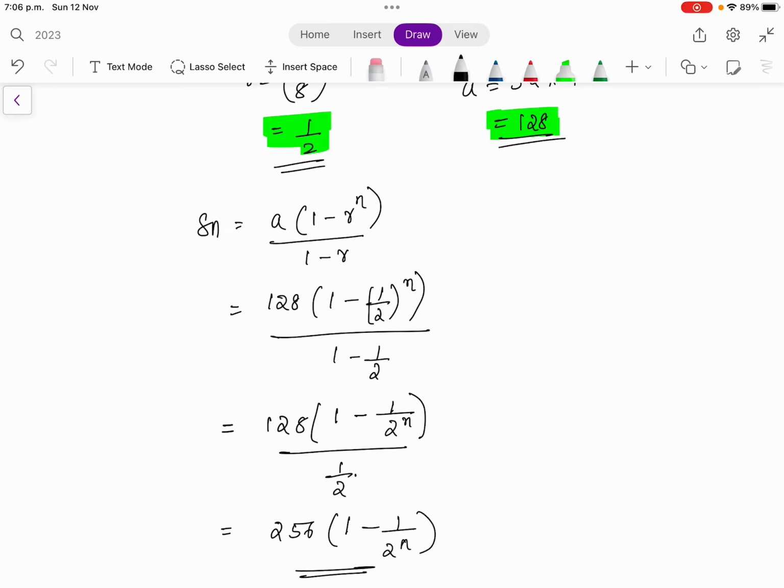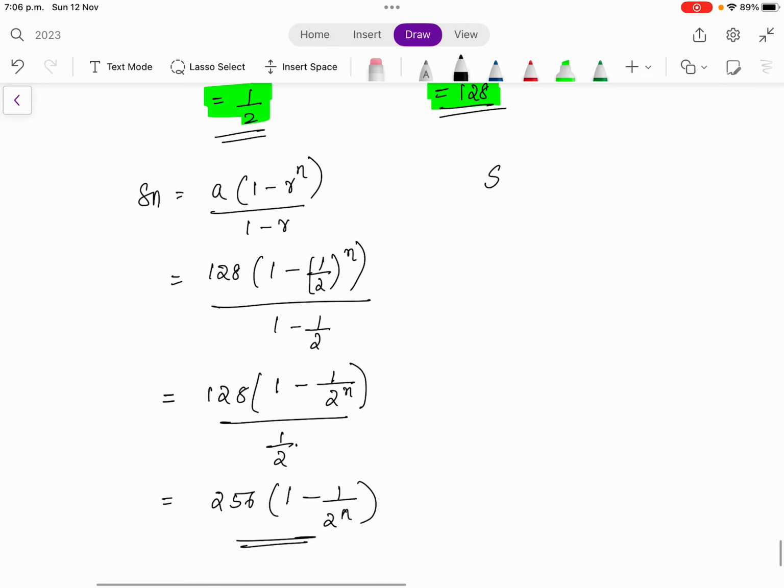So this is the sum of n numbers, and from this you can find the sum of any number of terms. For example, to find the sum of 6 numbers, you just sub in the value of n as 6 into 256 times 1 minus 1 by 2 to the power of 6. You put it into the calculator and you will get the value. So it is pretty easy in that case.